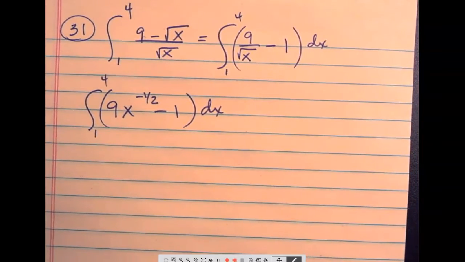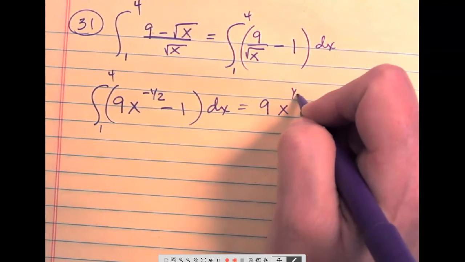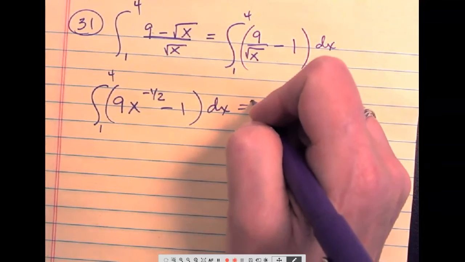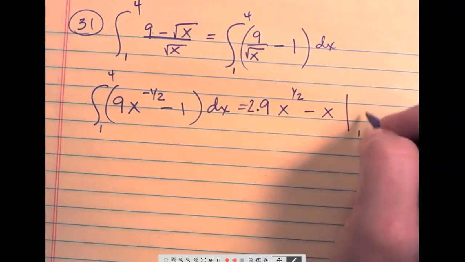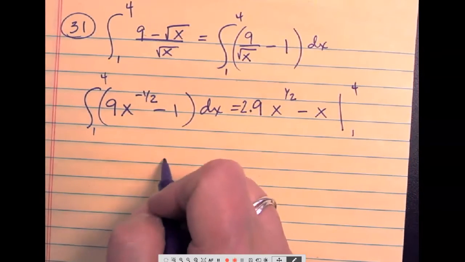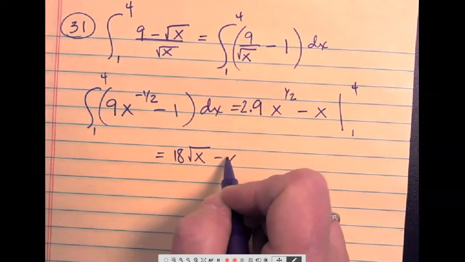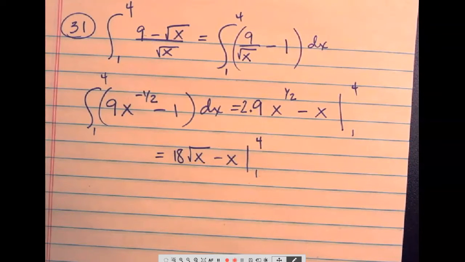Now just term by term, we're going to take the antiderivative. That becomes 9 to the positive 1/2 divided by 1/2 is times 2 minus x, from 1 to 4. So that's 18 x to the 1/2, which is square root of x, minus x from 1 to 4. Is everybody okay with that?